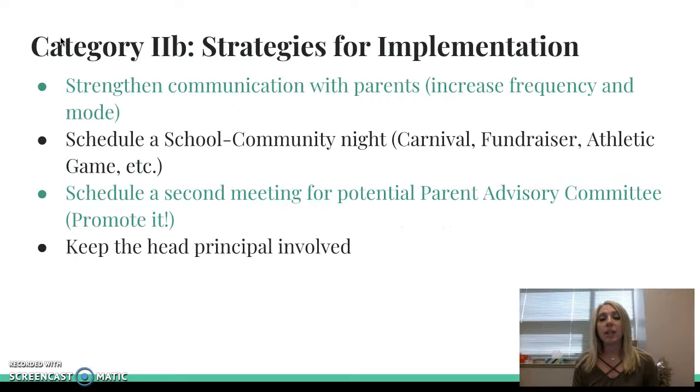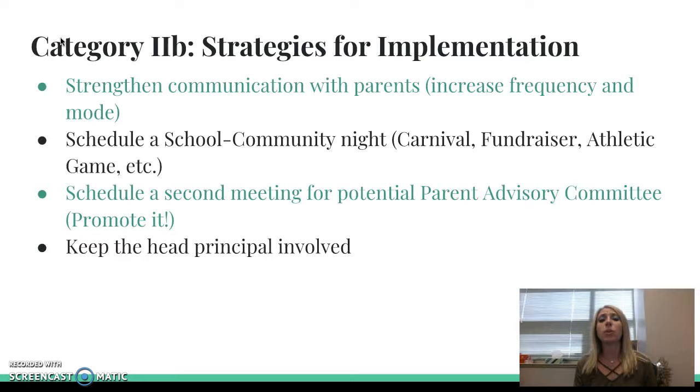Strategies for implementing that plan of action. We need to strengthen the communication with the parents, and this can be done by increasing the frequency, how often we communicate with them, and the different modes. There needs to be a variety, not just word of mouth with the students. There needs to be email, phone calls, social media, text, Facebook. There are all kinds of apps that parents can download on their phone for communication as well.